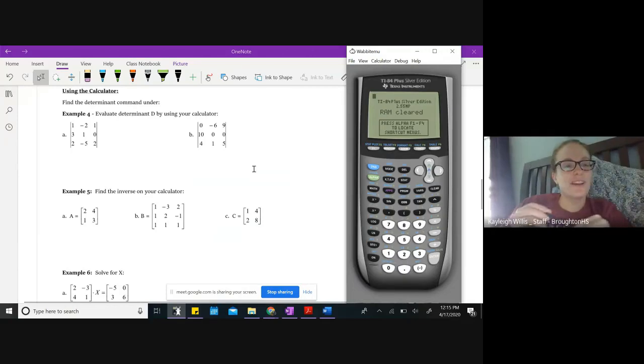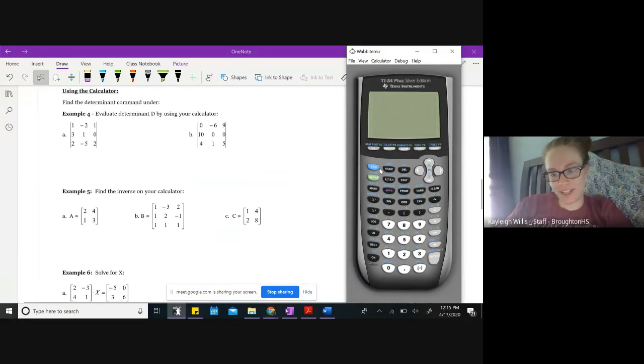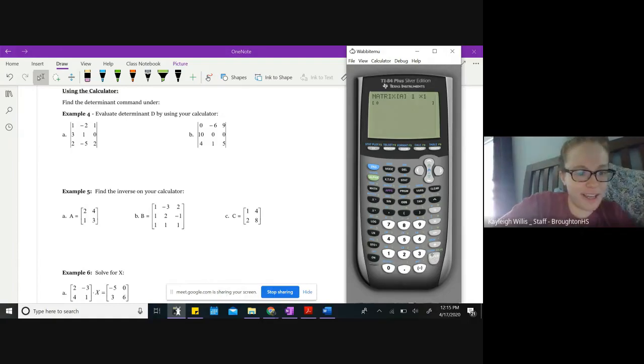All right, so using the calculator. We learned how to type this in. Hopefully I can do this a little bit quicker. So you go to second matrix right there. I'm going to go over to edit. And the first thing they have right here on my screen is 3 rows by 3 columns. So I'm going to do a 3 by 3, and I'm going to start typing them in. 1, -2, 1, 3, 1, 0, 2, -5, 2.